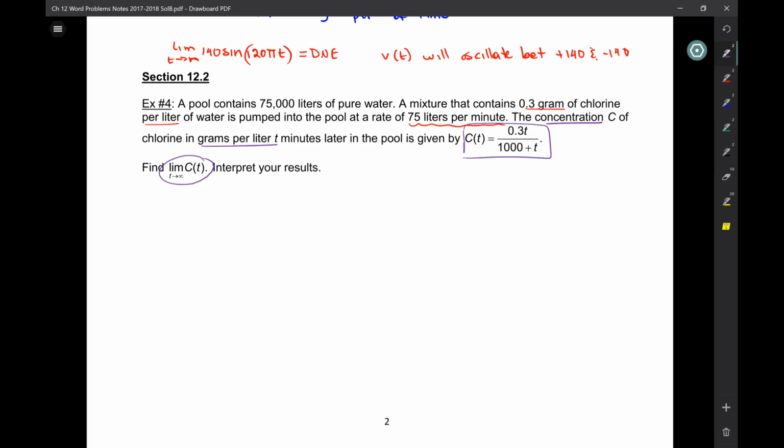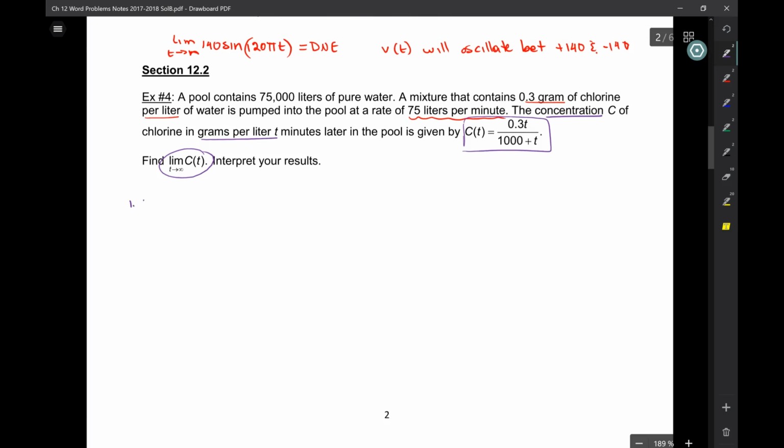But I'm going to go further than that. First, let's find the limit as t approaches 0 of c of t. So this is the limit as t approaches 0 of that function, 0.3t over 1,000 plus t. What does this physically represent? The concentration at the very beginning, before you start pumping. How much is it? 0. Does that make sense to you? Yes, that makes sense to me.